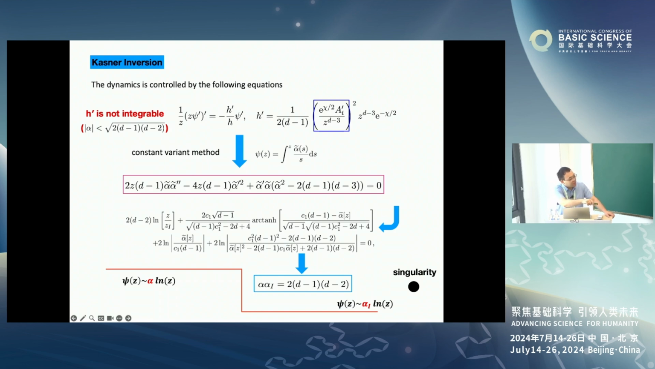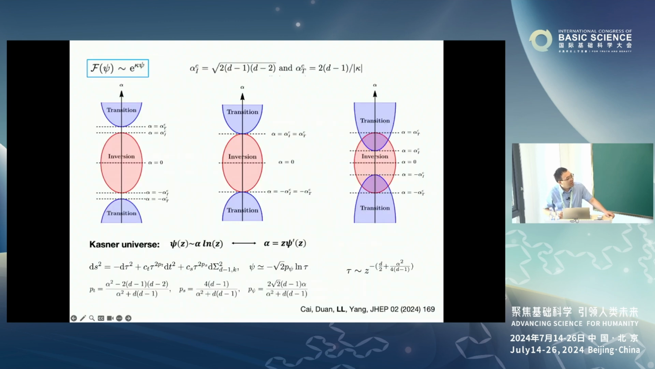And after the transition, when z goes to very large values towards the singularity, alpha also goes to another constant. And you can show that alpha times alpha I is precisely given by this quantity. This we call the Cartesian inversion. And this is the condition when this discussion is valid. Okay? And then we can summarize.